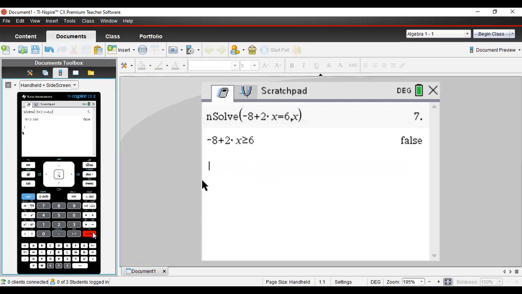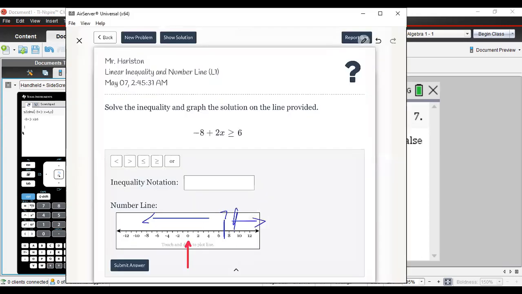Now I got a false. So if we look at that number line, we know it's not this way because 0 is false. That means that's not in the solution. So we're going to be going this way. So it's going to be x is greater than or equal to 7. That would be our answer.